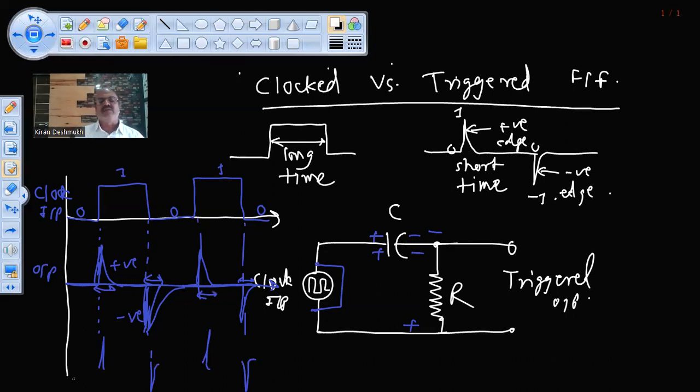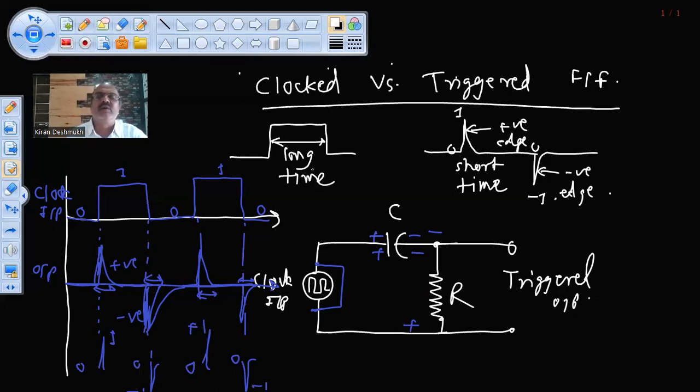The trigger pulses are very short duration pulses. They are in the positive direction, a step from 0 to 1, and in the negative direction, from 0 to -1, like this. I think it is clear now.